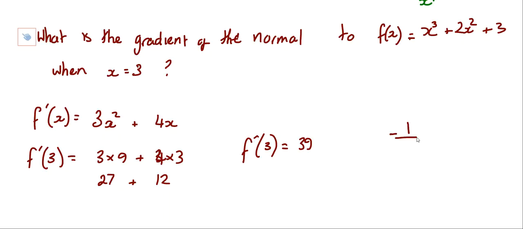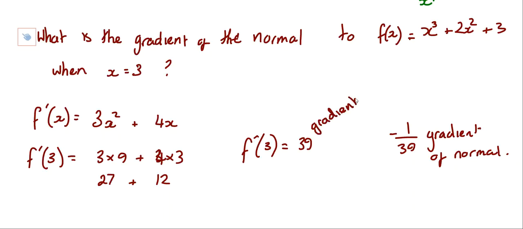Yeah. So that's the gradient of the normal. Okay. Did you get that? So just to say, the 39 is the gradient of the curve and the gradient of the tangent. So the gradient of the normal is obviously the one at right angles. Okay.